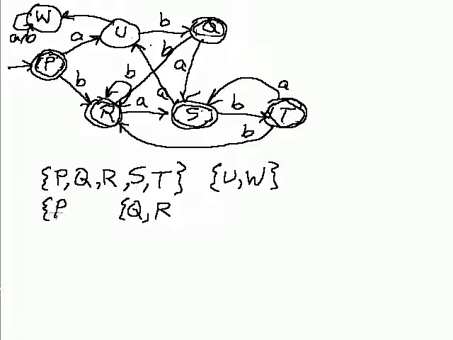Now, S and P. Here's S, there's P. On the letter A, P goes to U, S goes to U. On the letter B, P goes to R, S goes to T. Were R and T together on the previous row? Yes, they were. So S can, what was I testing? I can't even remember if I was testing S with P or S with R. I was testing S with P. Yes. So S can be with P.